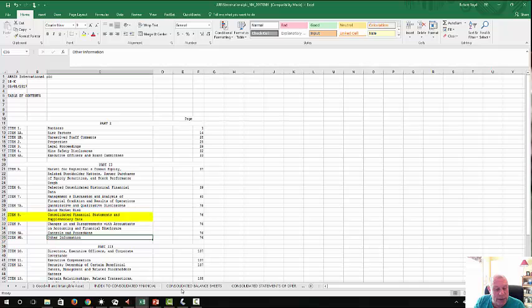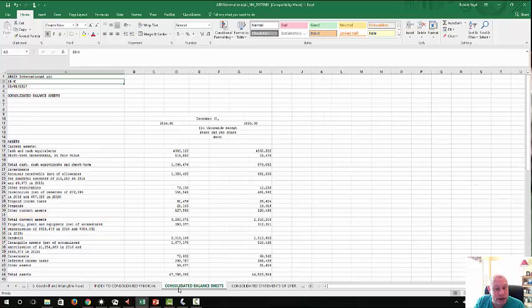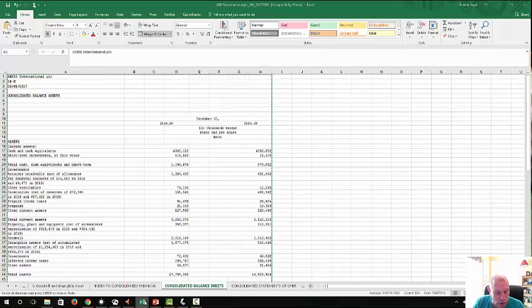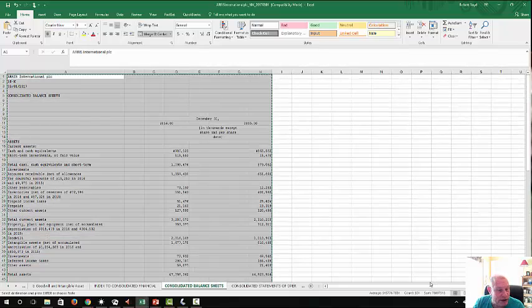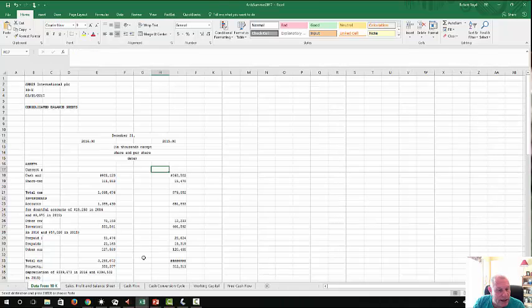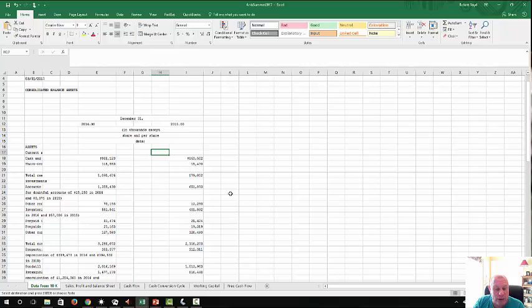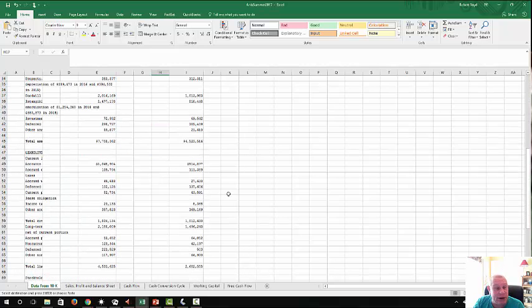Let's start with the balance sheet. We're going to click on balance sheet, and that's going to tell us what is going on with the company. So what I'm going to simply do is copy this, and put it into a worksheet that I set up. Now notice I've only brought in years 2016 and 2015 on the balance sheet. So we've now brought all of this information over, and we now have it in our document.